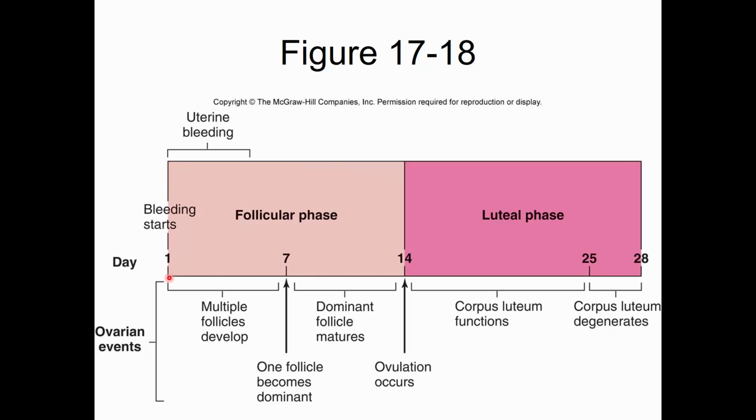So when bleeding starts, it's because estrogen and progesterone are low. FSH goes up and starts stimulating those follicles. At around day 14, depending on how long the cycle is, there's ovulation. What's left of the follicle is acted upon by luteinizing hormone, and then the remainder of the cycle is the luteal phase, and the corpus luteum produces estrogen and progesterone.